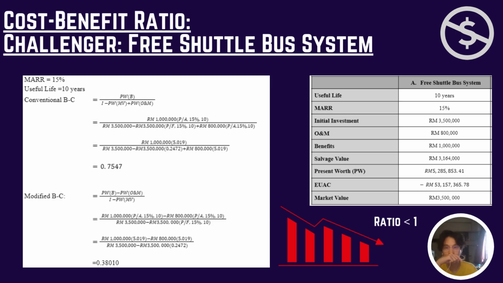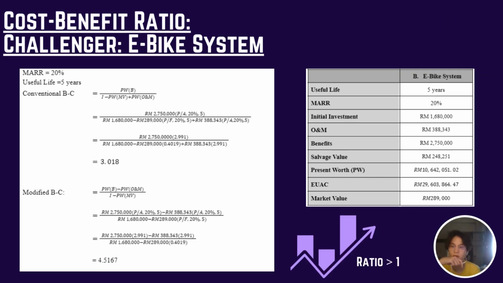By looking at the table on the right side and substituting all these values inside, we get the conventional and modified ratios to be smaller than 1. So this is not a worthy system to be invested in. For the e-bike system, we can see that the conventional BC ratio is 3.018 after substituting all these values into the formula, and the modified BC ratio is 4.5167. So both of the ratios are bigger than 1. So this is a very good project to be invested in because it is beneficial, as the ratio should be either equal to 1 or bigger than 1.